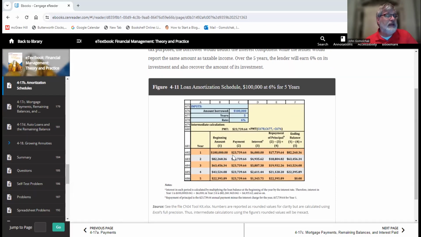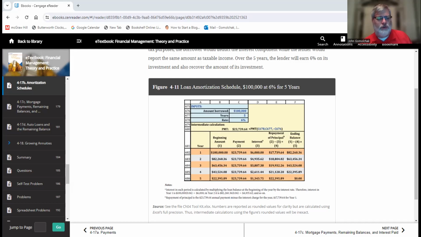We calculated the payment being $23,739.64. So the interest is charged at 6%. This $100,000 is the amount that's owed, so the interest is $6,000. The amount of this payment that is principal is going to be the payment minus the interest. So that's going to give us $17,739.64. The ending balance is $82,260, which is nothing more than the beginning balance minus the principal payment, which will give you this.